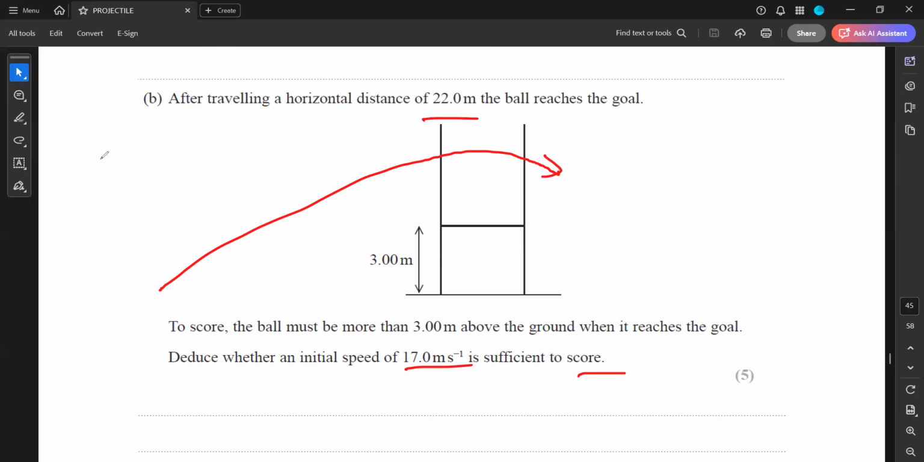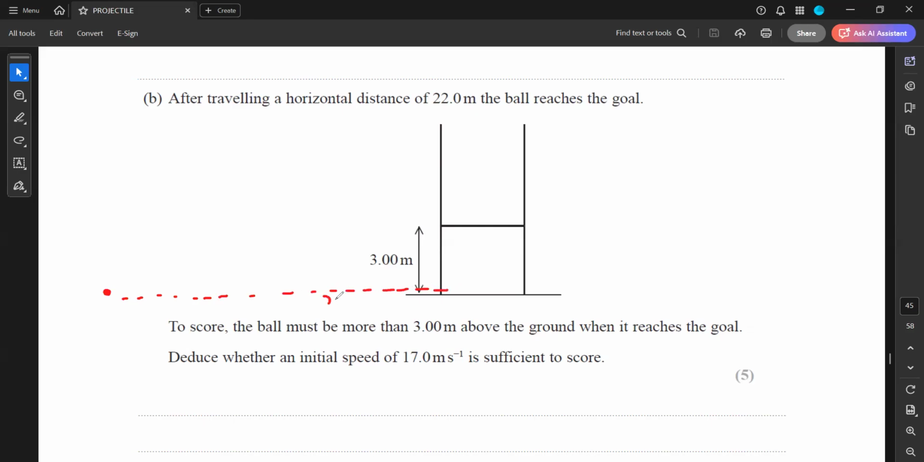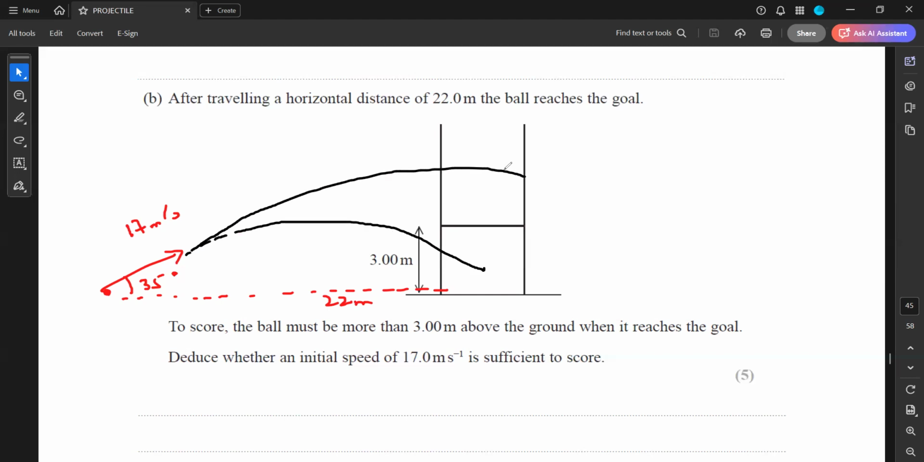And this is 22 meters. So when he kicked, the place where he kicked is 22 meters from the goal. And he launched with a velocity of 17 meters per second at an angle of 35 degrees. So what might be the trajectory? Its trajectory might be like this, which means there's no goal, or its trajectory might be like this, which means there will be a goal.